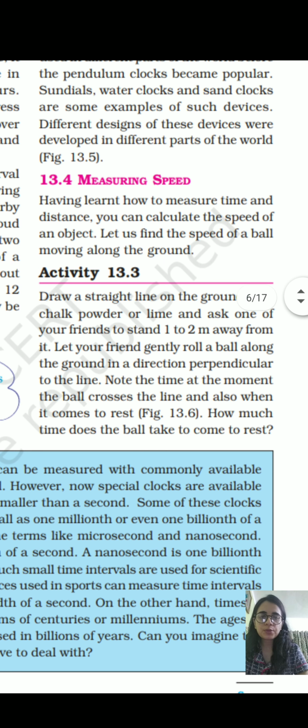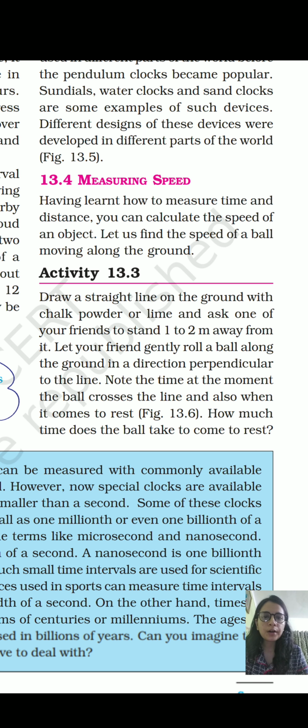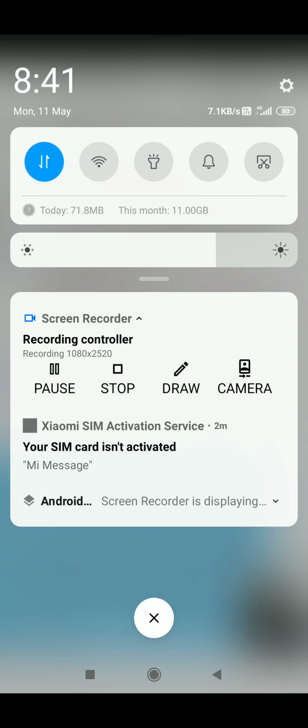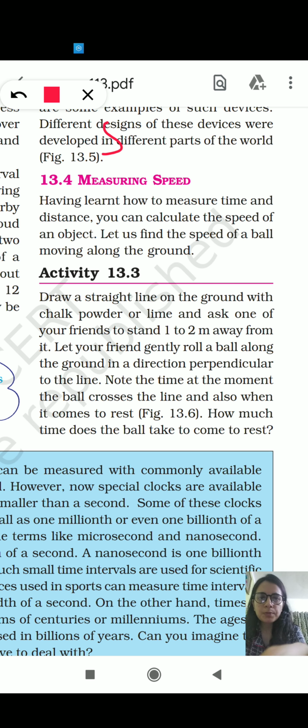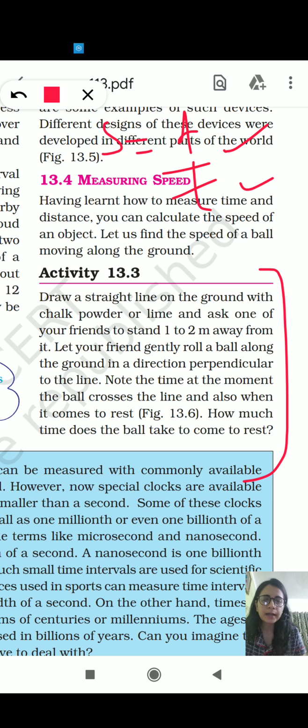So, we have discussed in the last chapter about speed. And today we have to discuss how we measure speed. As you all know, the formula of speed is distance by time. If we can measure distance, if we can measure time, then we can divide distance by time and measure speed easily.